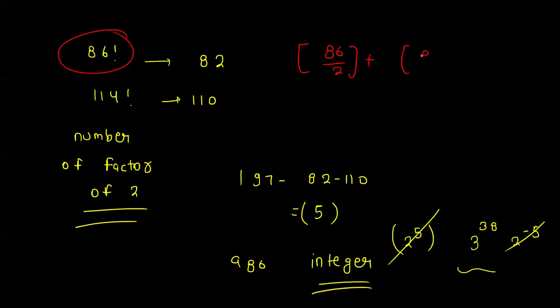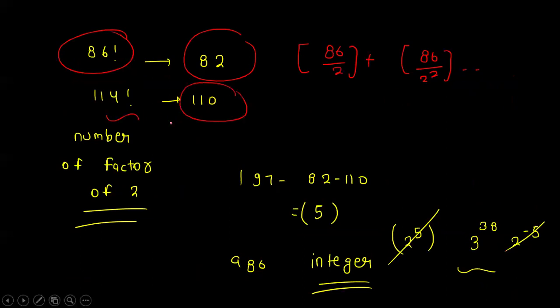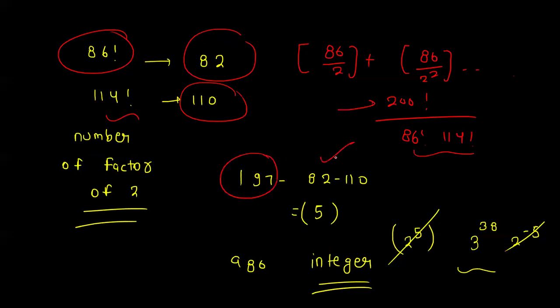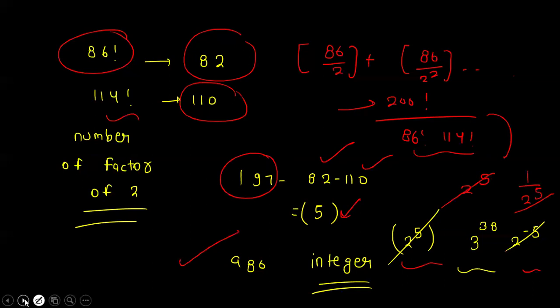In a similar way, you can count the factors of 2 in 86: 86 divided by 2 plus 86 divided by 2 squared, and so on, and this number will become 82. And in 114 you can also count the number of 2s. So this is 110. So in 200 factorial divided by 86 factorial multiplied by 114 factorial, how many 2s are there? This is 197 in this, minus 82 and minus 110. So it will become 5. So this 2 raised to power 5 in this number will cancel with 1 by 2 raised to power 5 here. So this thing will become an integer. So this is also an integer.